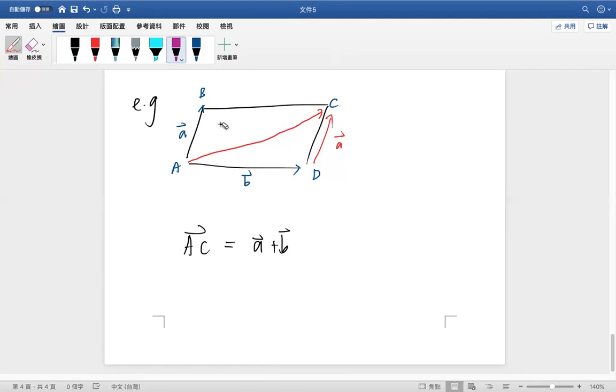Let's find one more vector. This time it's the vector BD. What do you think this time? BD. Is it the same? Not really. Because first of all, by inspection, they cannot possibly be equal because they're not pointing in the same direction, right?